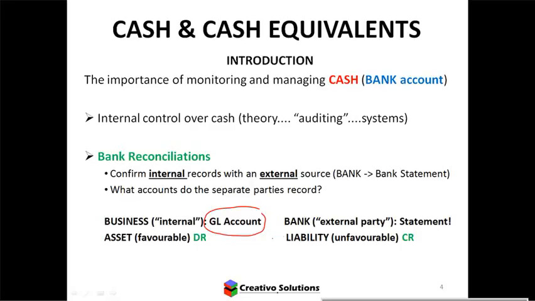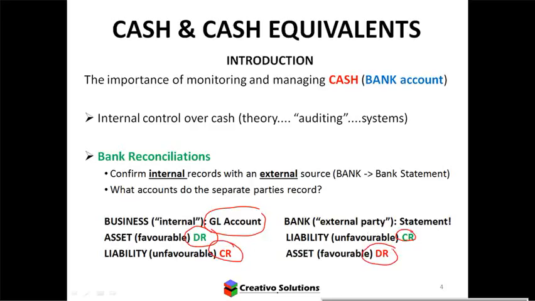Right, so what happens if we have a liability? If the business has an unfavorable bank balance, what will I have? Then you'd have a credit on the business side. And the bank? You would owe the bank money, so the bank would have a debit balance. The bank would have an asset. That's how the bank recon works. You've got a debit on one side and a credit on the other side, and a credit on the one side and a debit on the other side.